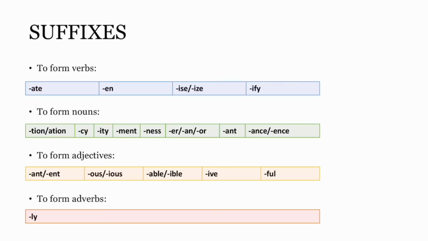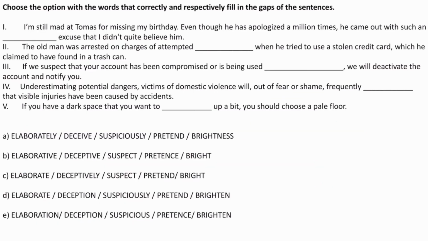Okay, so next up we have suffixes. And here I just put the table on how to form each of these groups just to refresh your memory, because we're going to be doing some exercises next. Okay, so here, choose the option with the words that correctly and respectively fill in the gaps of the sentences. So 1. I'm still mad at Thomas for missing my birthday.